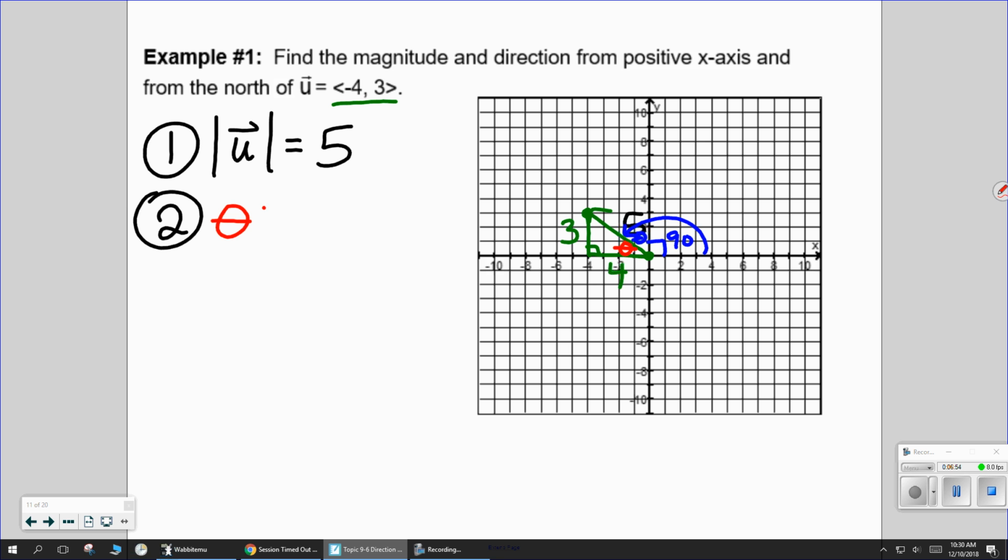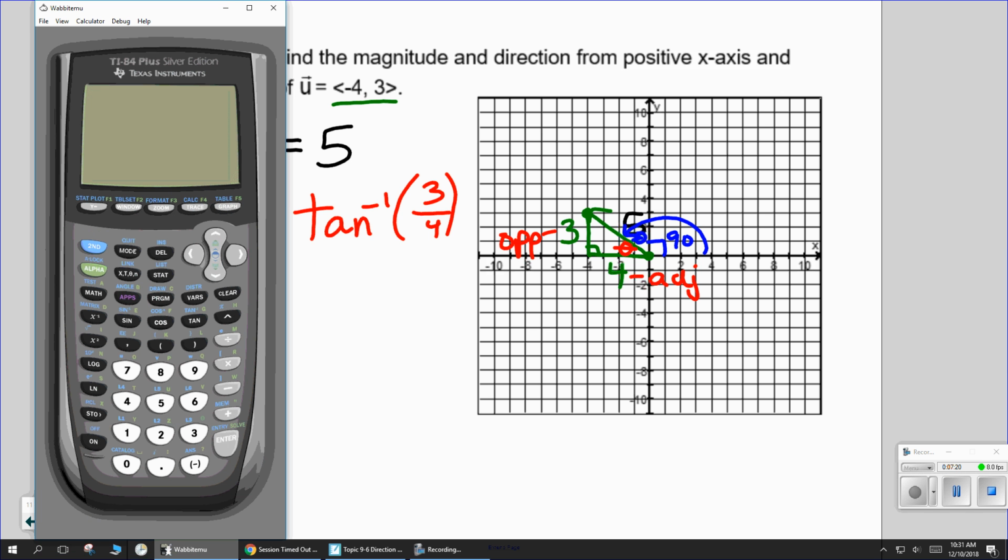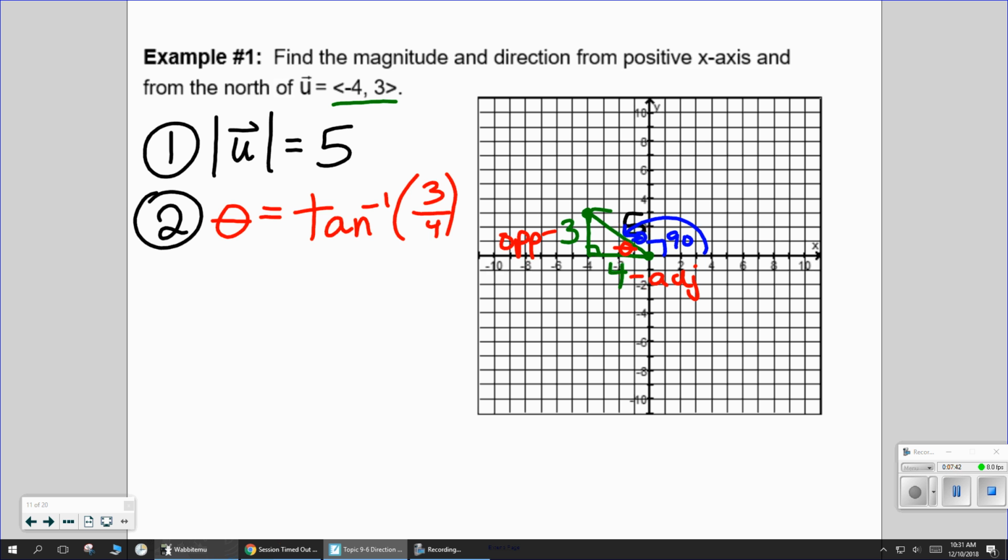To find that missing angle inside the triangle, we need to use SOHCAHTOA, right? And when we want to find angles, we want to use the inverse. So in relationship to that angle, 3 is our opposite side, and 4 is our adjacent side, so we're going to use tangent. But since we're looking for the angle, we're going to use tan inverse of opposite over adjacent. So you're going to go in your calculator and make sure that you're in degree mode. And we're going to do second tan of 3 over 4. And rounded to the nearest degree would be 37 degrees. So that angle inside the triangle is 37 degrees.